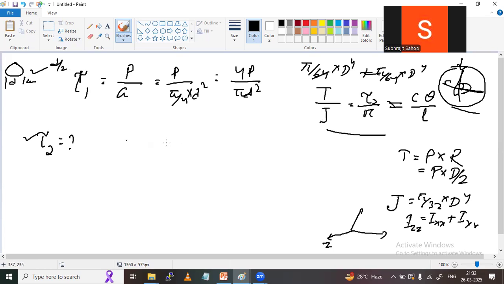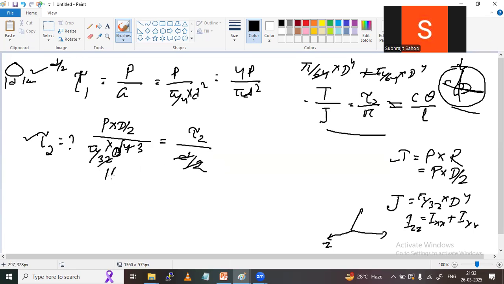Now I'll put every mathematical expression in these equations, right? What is T, sir? T is P into d by 2 divided by J, which is pi by 32 into d4. Okay, and tau 2 I have to find, and R is d by 2. P into d by 2, this is d to the power 4, small d, right? Now d cancels, it becomes d cubed, and it is 16.